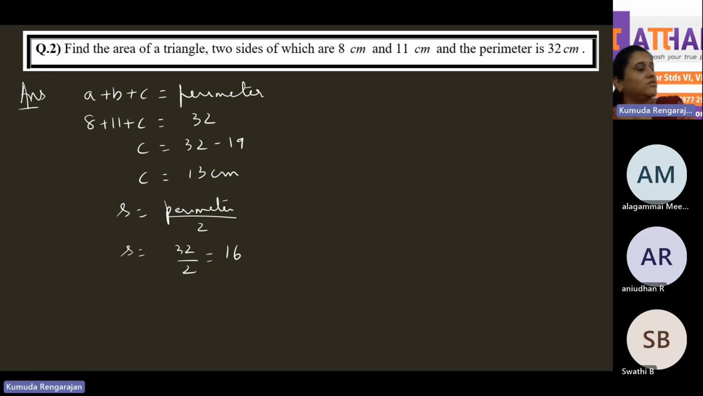What's the answer, Shivatsan? 8 root 30, is it? Okay, 8 root 30 centimeters square. Okay. Yes, Swati, what's your answer? Same answer, ma'am. 8 root 30 centimeters square. Very good. Okay, fine. Nice.